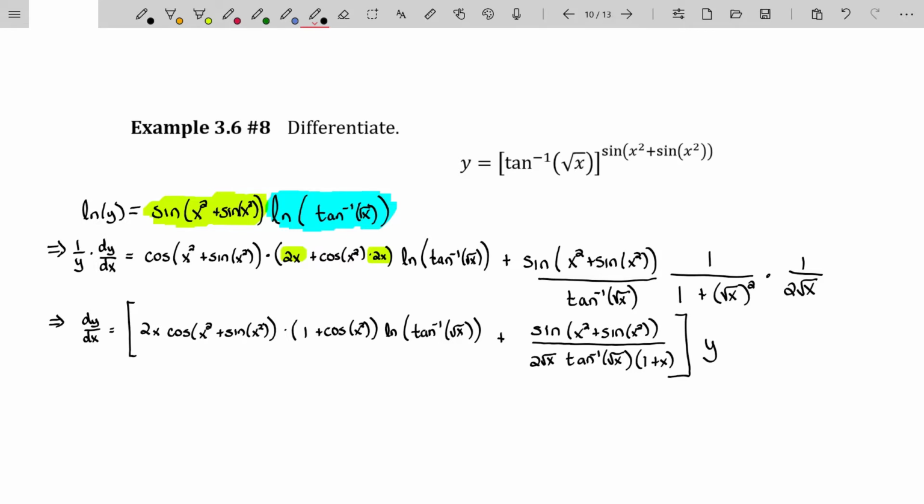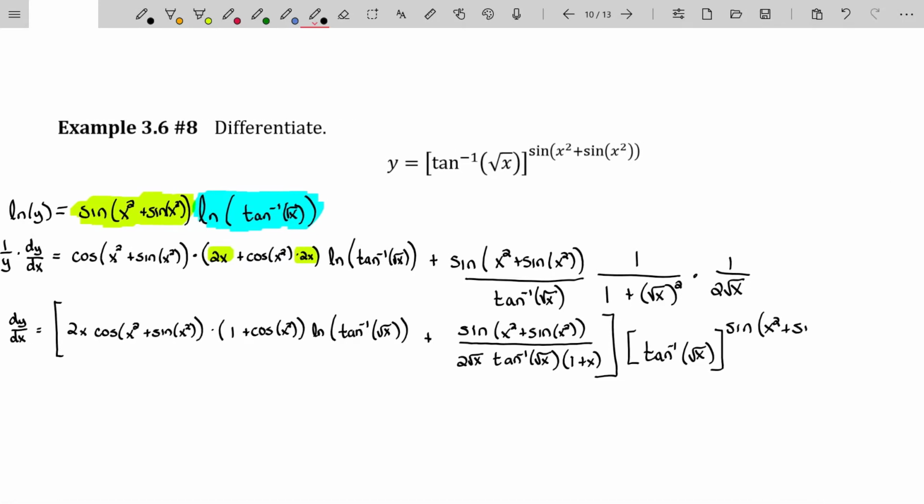Instead, I'll just grab this y here and erase my y there and say it's the group tangent inverse of the square root of x, and that block is being raised to the sine of x squared plus the sine of x squared. Man, that is a big bulky problem.